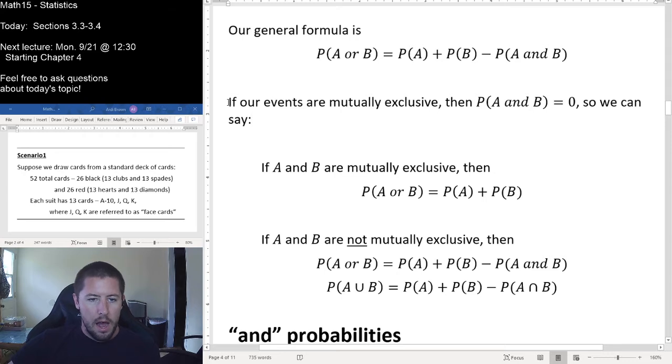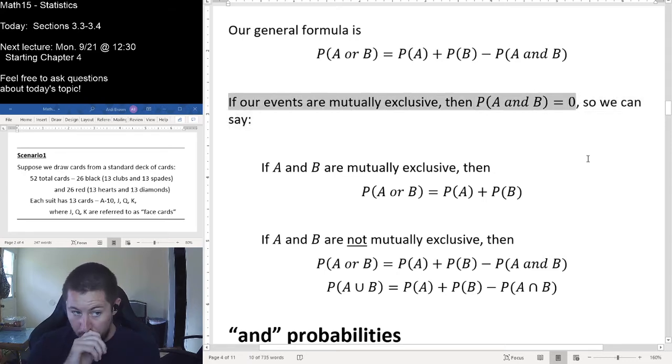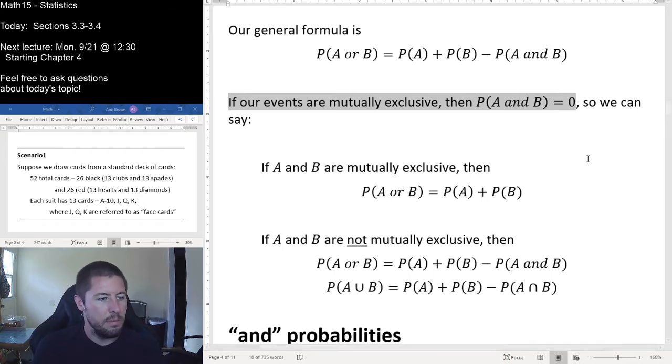And by the way, this is also a sentence, I think, right here that'll help you out with some homework questions. Some homework questions will say things like, determine if these events are mutually exclusive. And they'll just give you a bunch of numbers and not a scenario.